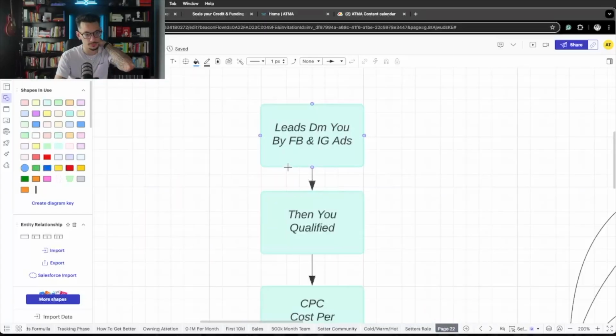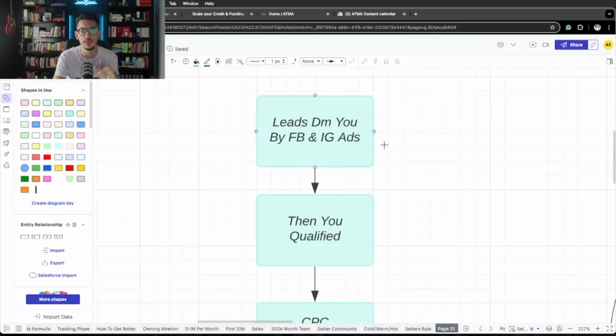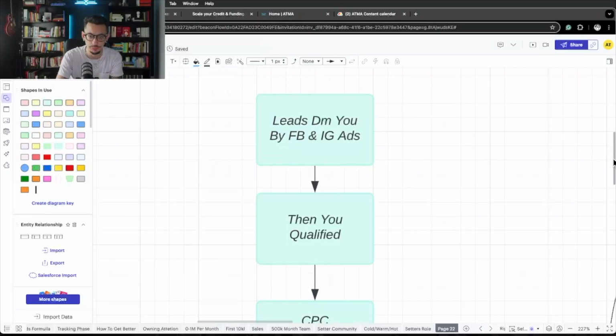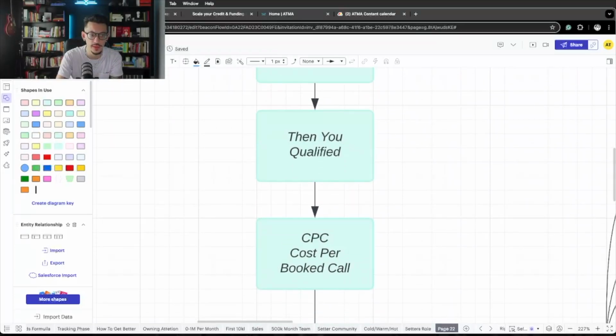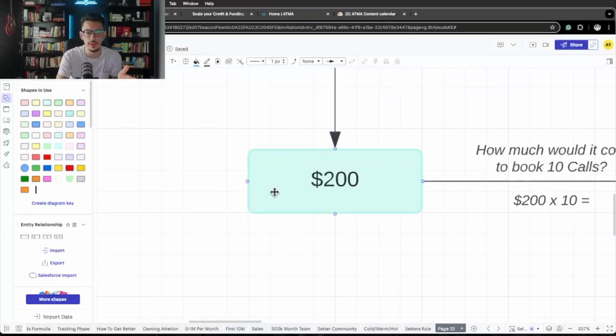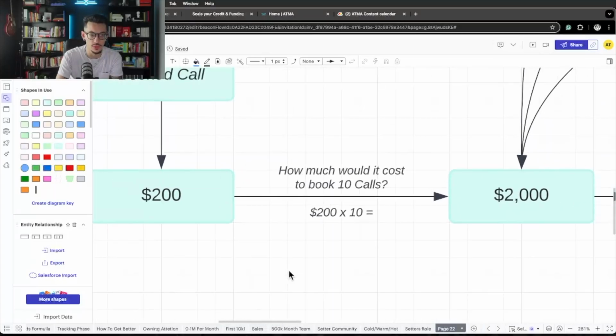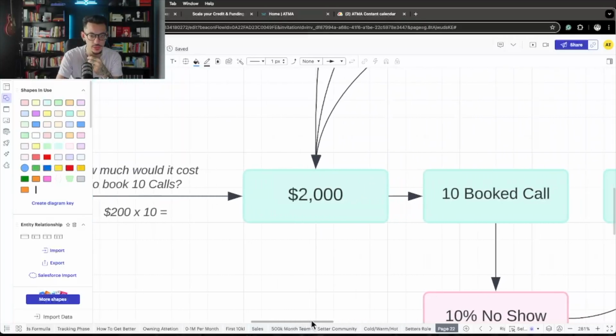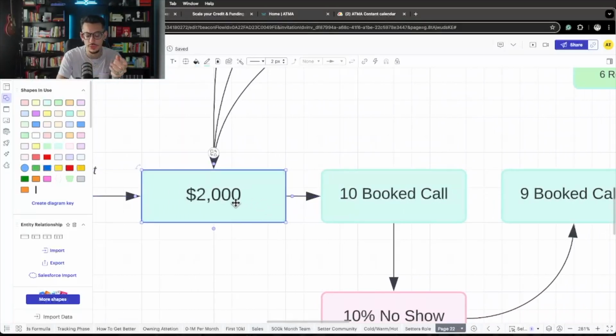Again, a quick rundown. You have leads DMing you by Facebook and IG. Then you qualify them. Once they qualify, you book an appointment. Then once you book a couple of these, you know your cost per booked call. Then we can start doing some math, which is how much would it cost me to get 10 people in front of me? So 10 times 200 equals $2,000. Then you just pay $2,000 on ads.